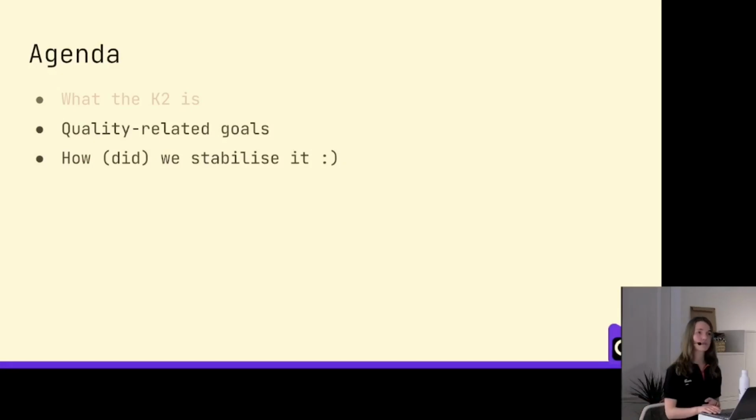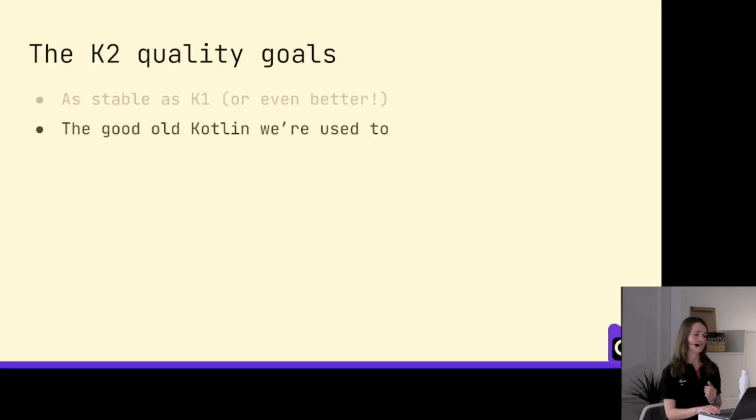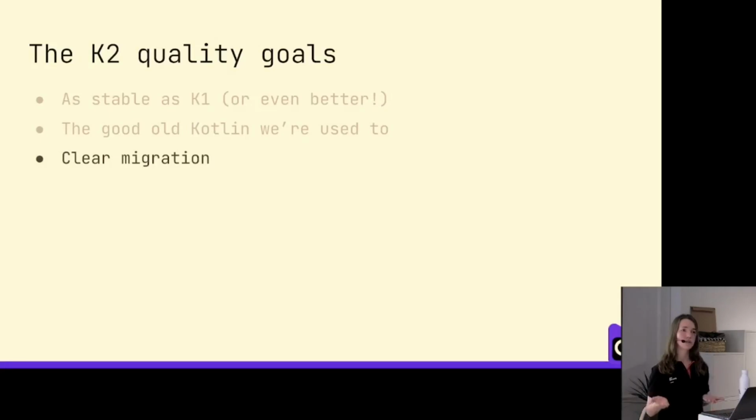What are the quality-related goals based on that? Of course, we want K2 to be as stable as K1. And it should be the good old Kotlin we are used to. We want a clear migration. Like with every major release of Kotlin, you have some breaking changes, but those are always listed, and we do our best to provide some migration. K2, or Kotlin 2.0, is just the very same case.